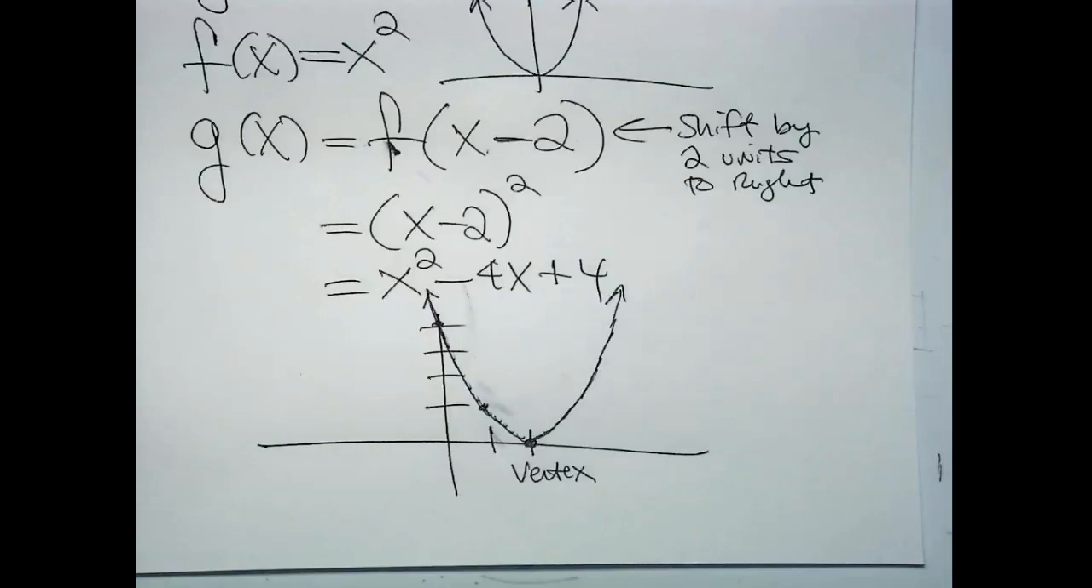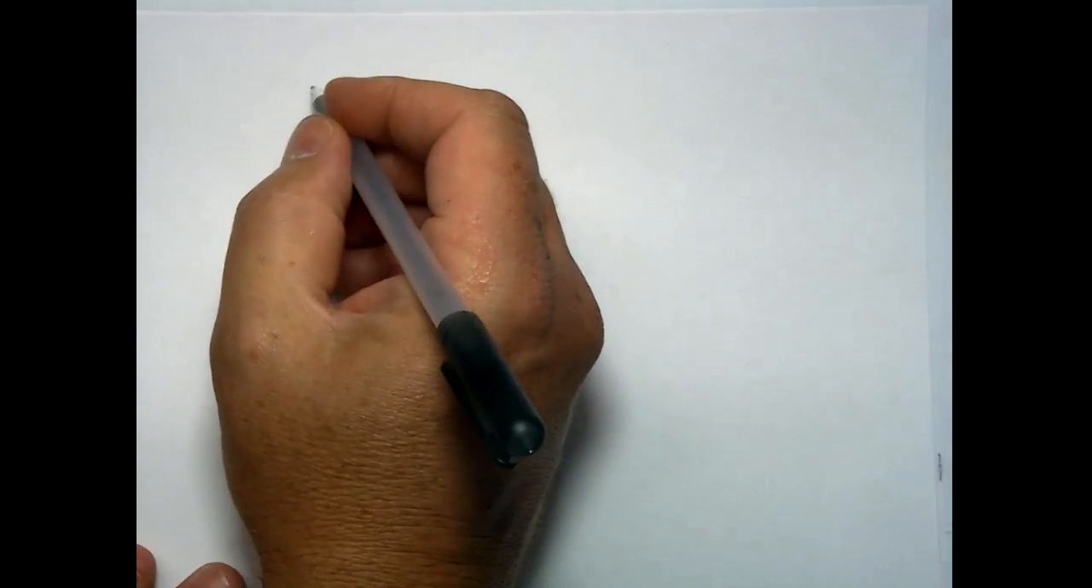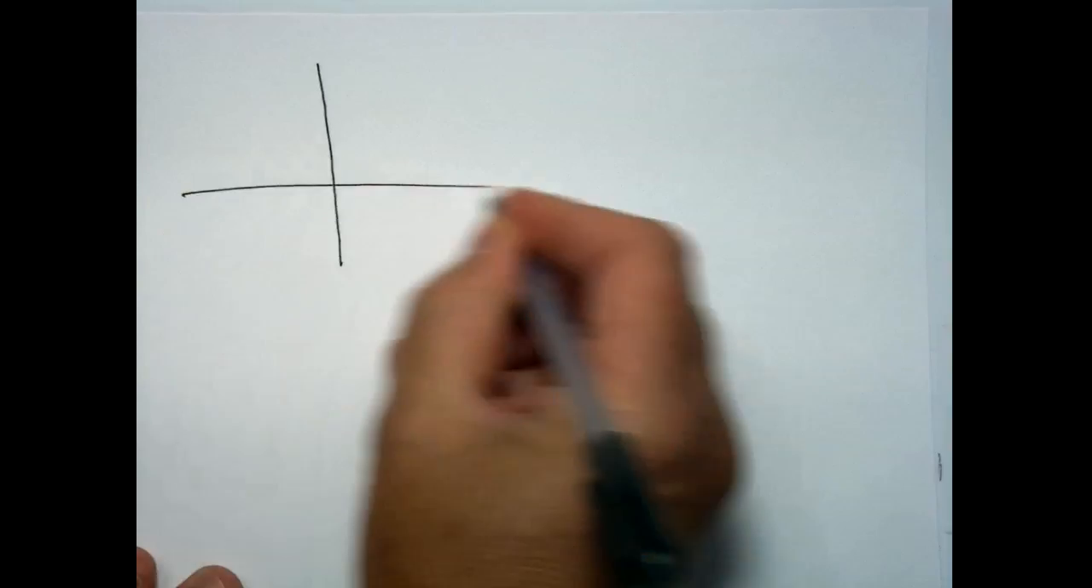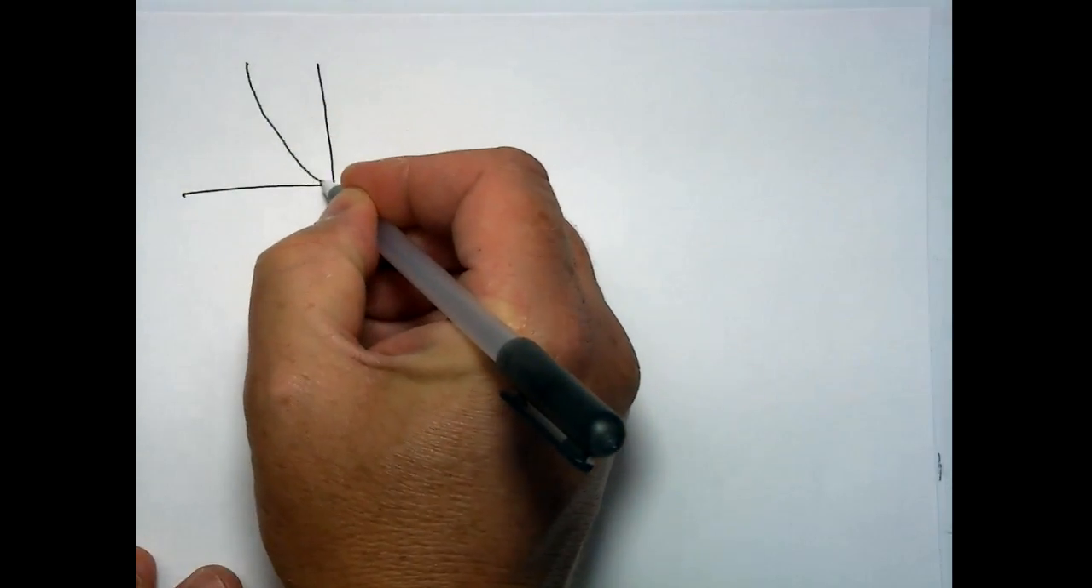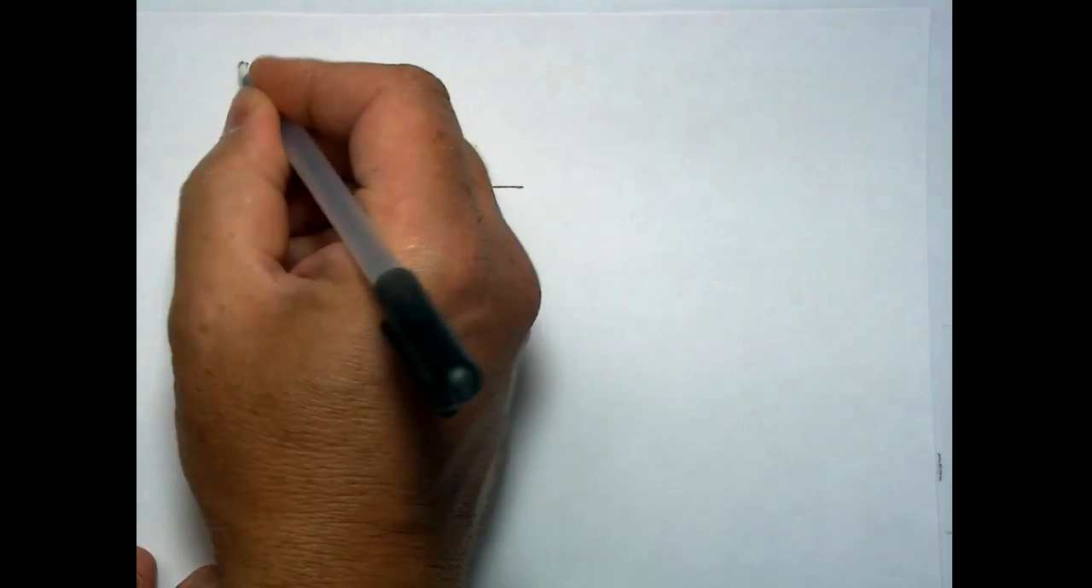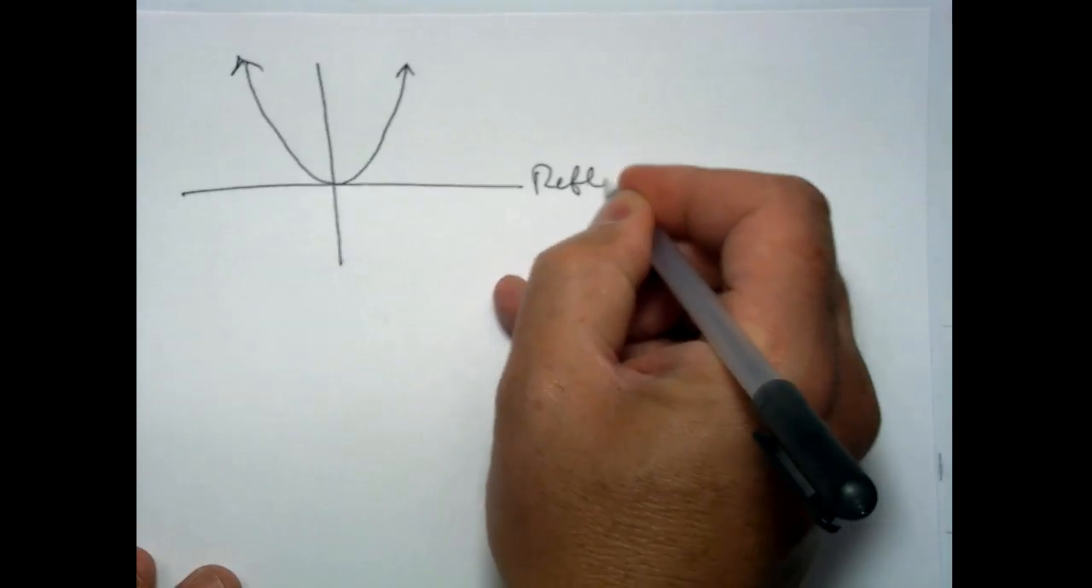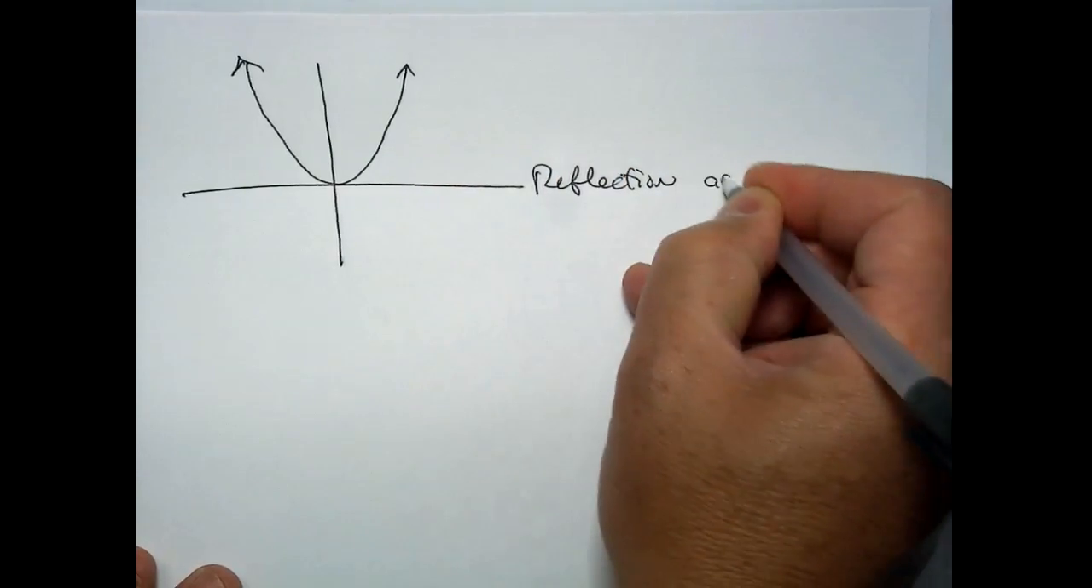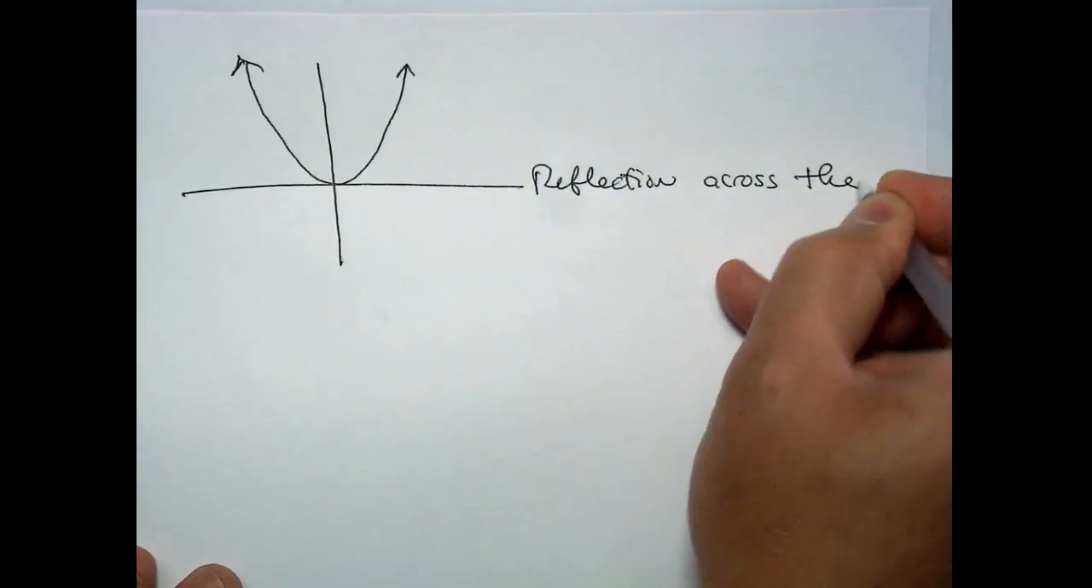Now, we also have the ability to reflect curves. And the kinds of reflections we can undertake are these kinds of reflections. A reflection across the x-axis.